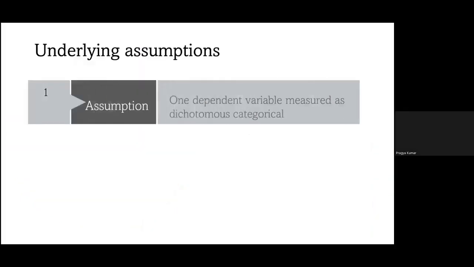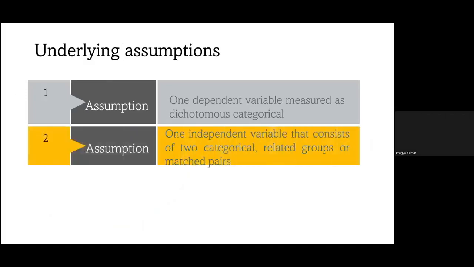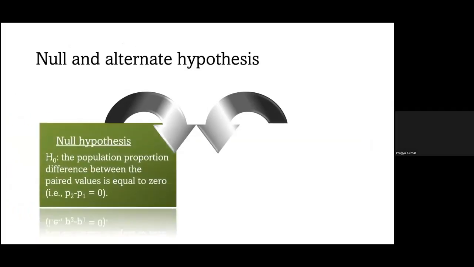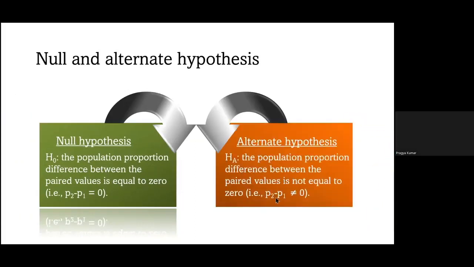So there are some underlying assumptions. The first assumption is that the one dependent variable, whatever we are measuring, is on a dichotomous categorical scale, and as we have seen, it should have two categories. Similarly, the one independent variable should also have two categories, or related groups, or matched pairs. And the participants are a random sample from the population. So the null hypothesis in this case is that the population proportion difference between the paired values is equal to 0, whereas the alternate hypothesis states that the population proportion difference between the paired values is not equal to 0.